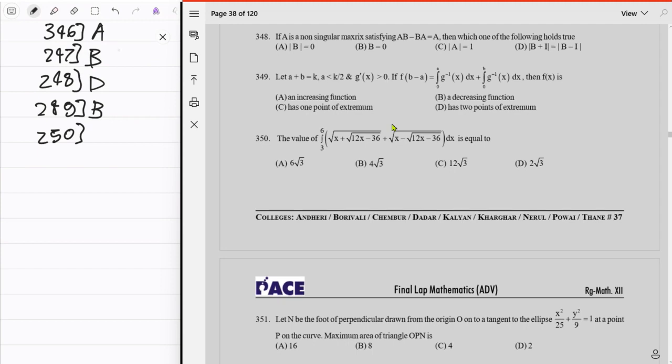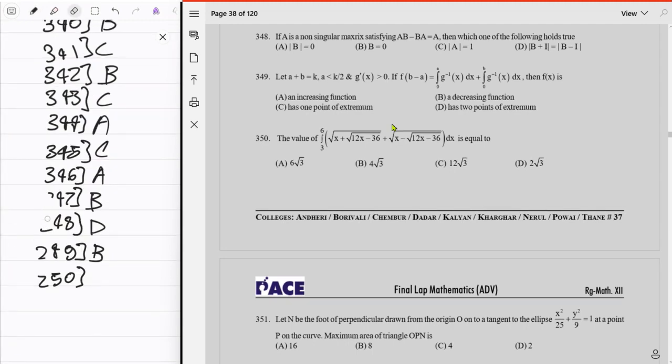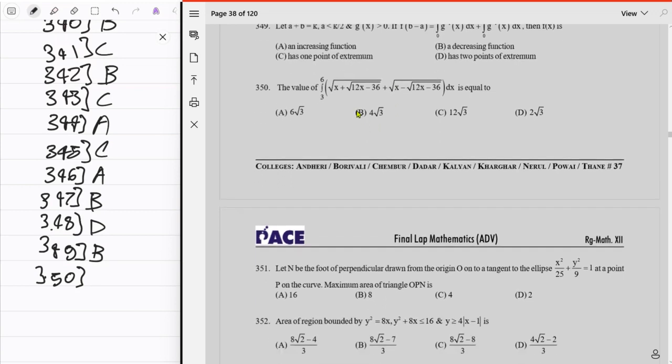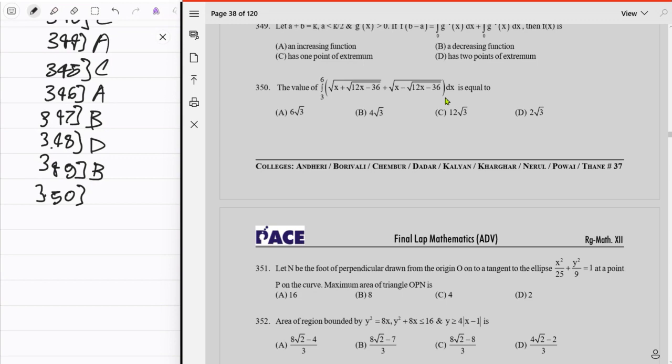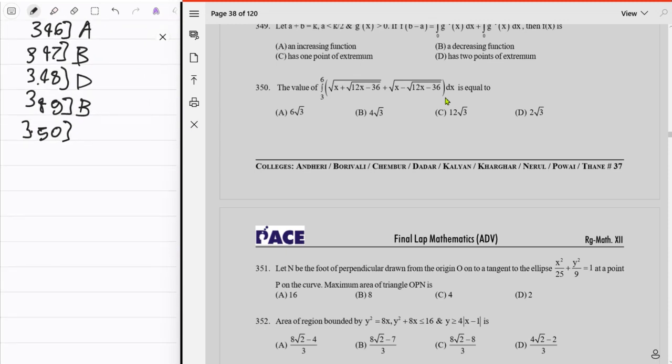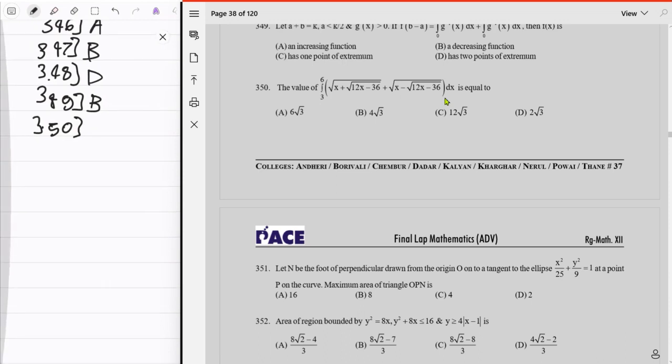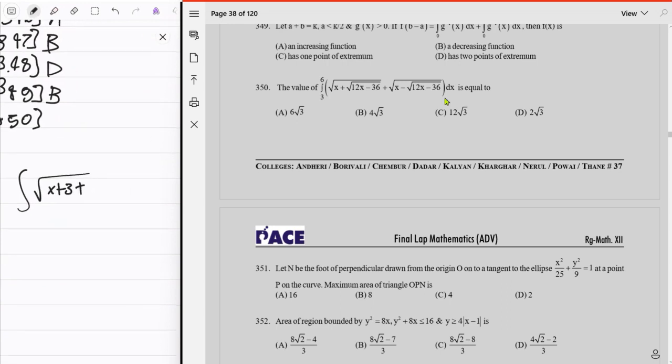Next, 350. Sorry, I needed 3 here everywhere. Okay. 350, which is the value of this integration, is equal to the integral from 3 to 6 of, god, just put x equal to 3 plus something, right? Probably yes. Let's try it out. We'll put x equal to 3 plus x, and it's just going to be the integration of square root of x plus 3 plus square root of 12x, basically.